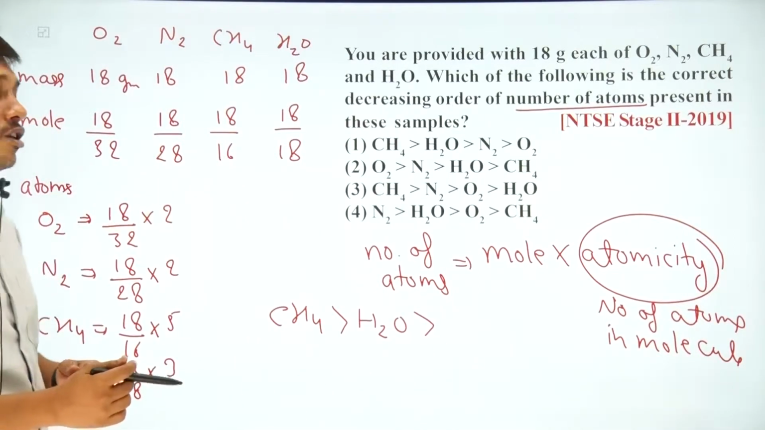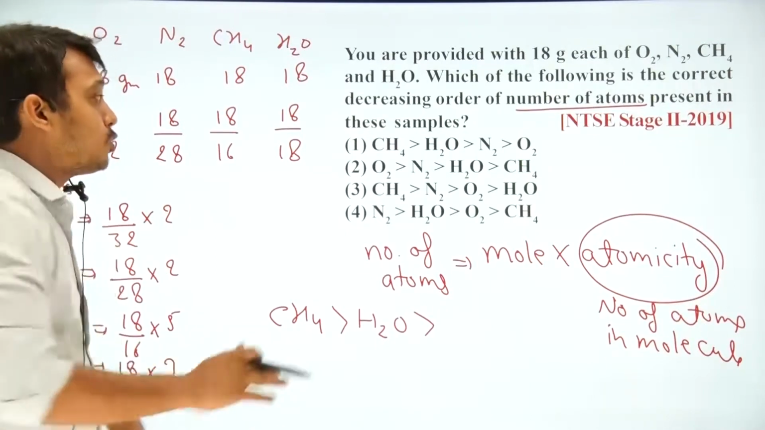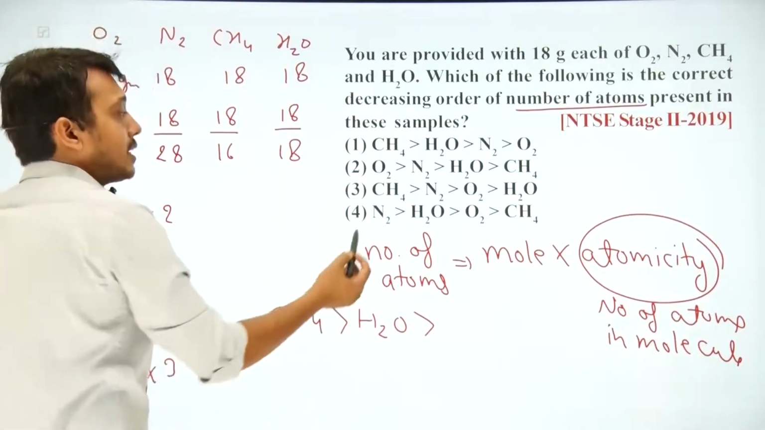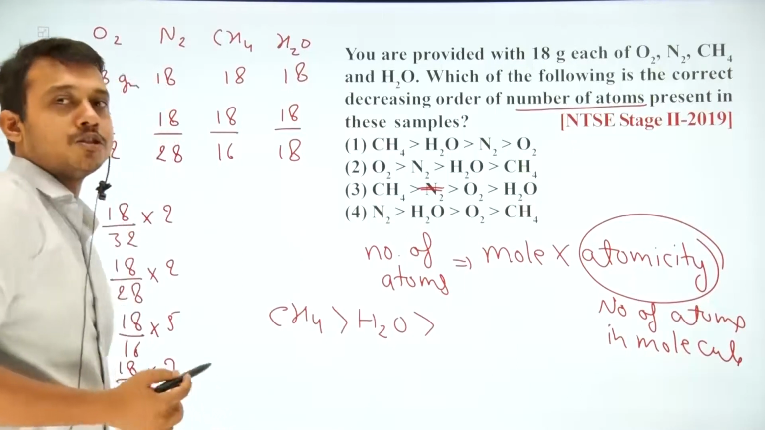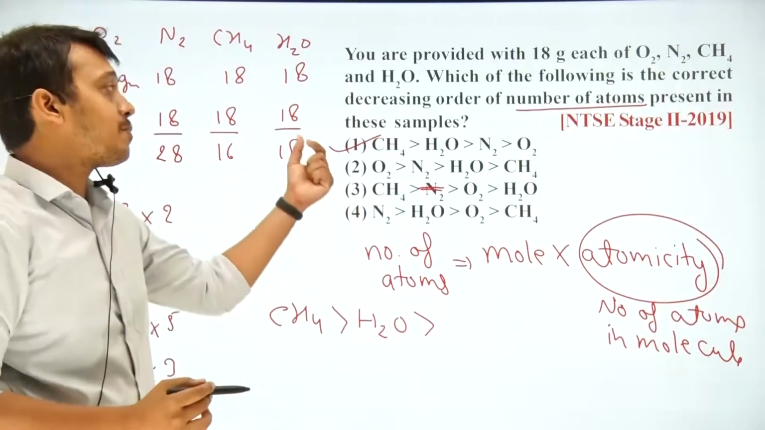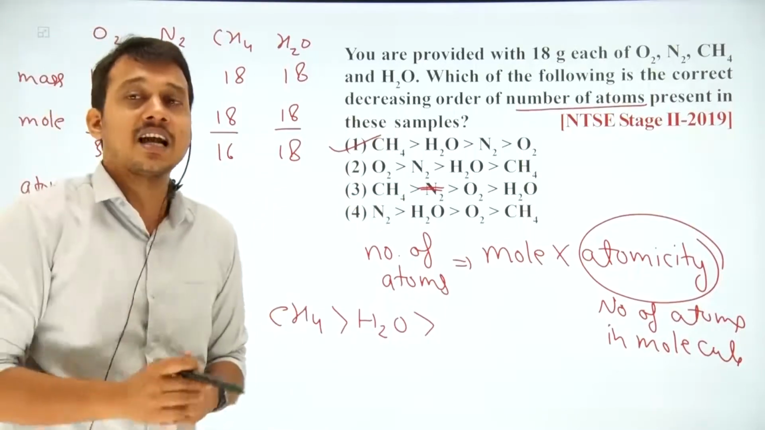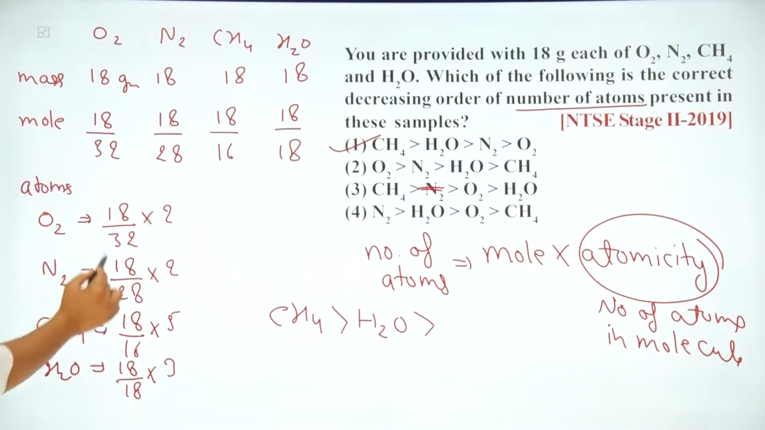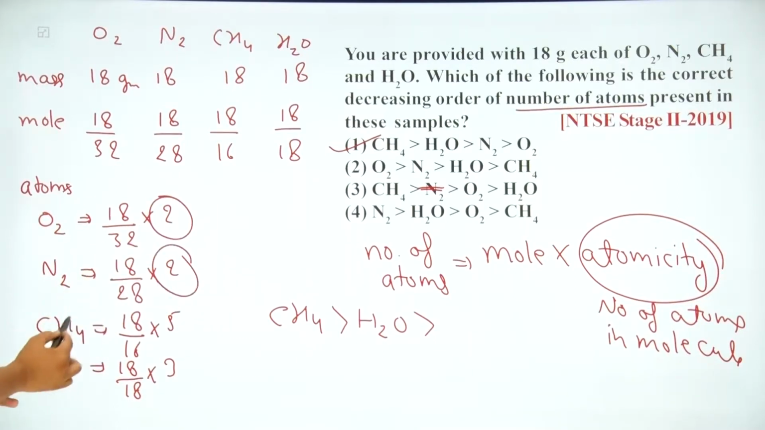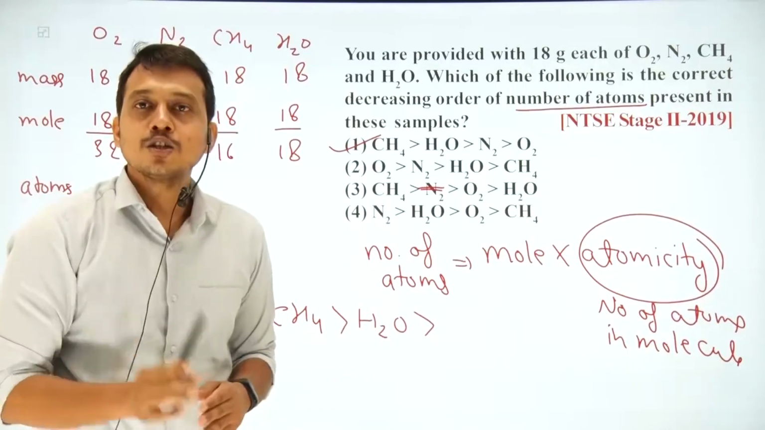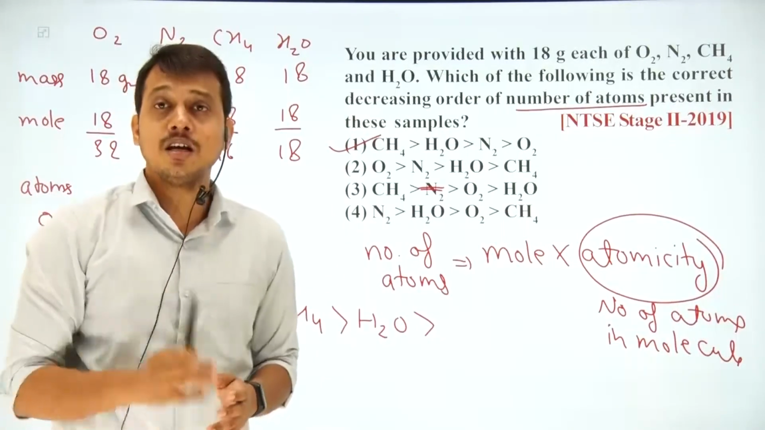As you see in the options, there is no need to solve further. The first one and third one may be the options, but in the third one nitrogen is at second position, so definitely this is not our option. First one is our option, that is CH4, and after CH4 water has the second highest number of atoms. If you want to solve further, nitrogen and oxygen both have same atomicity 2, but nitrogen has greater number of moles as compared to oxygen. So nitrogen has greater number of atoms as compared to oxygen. So the correct option for this question is option number 1.